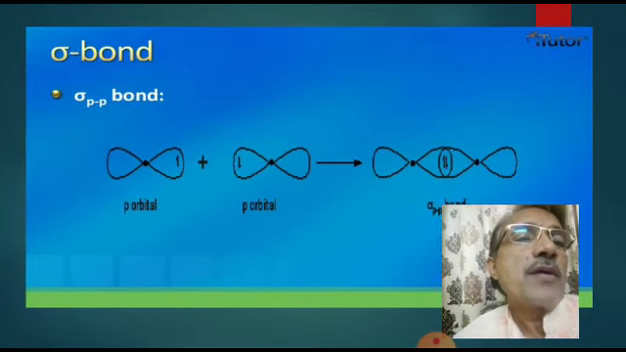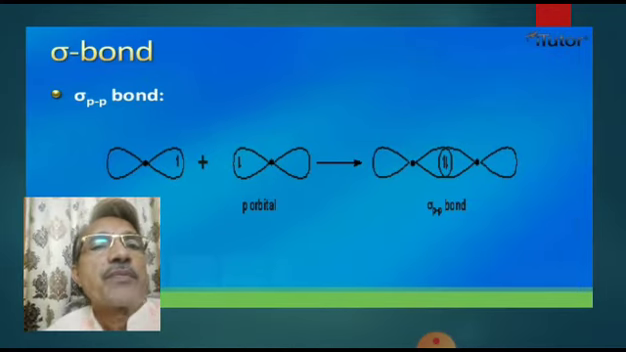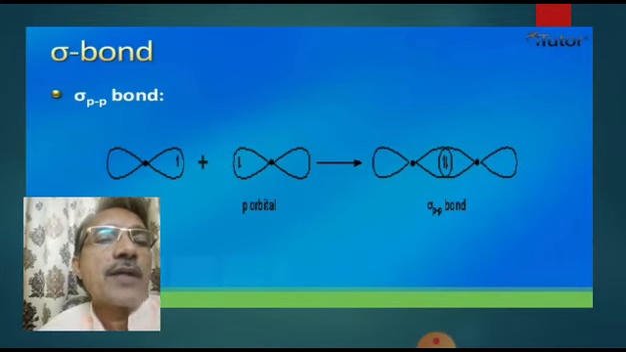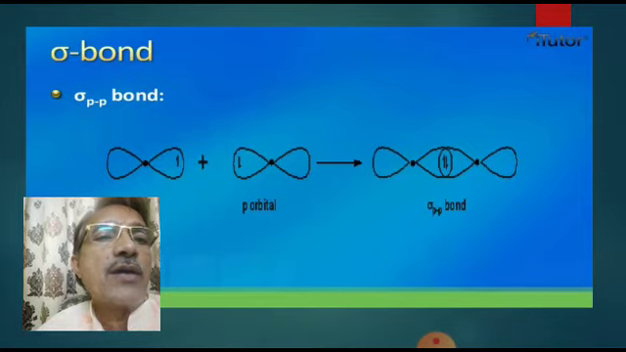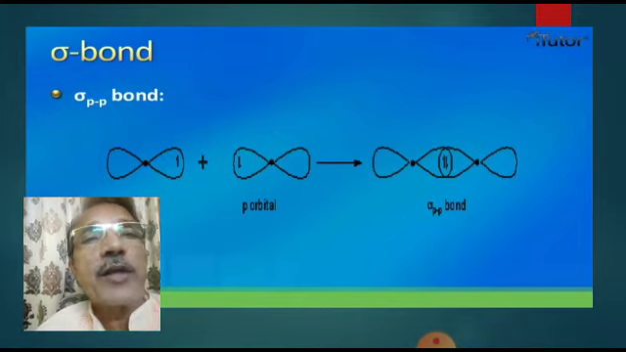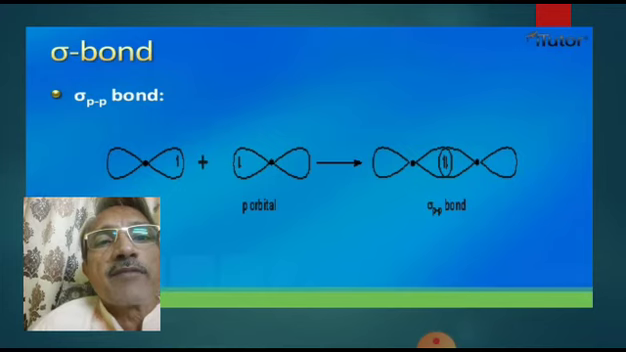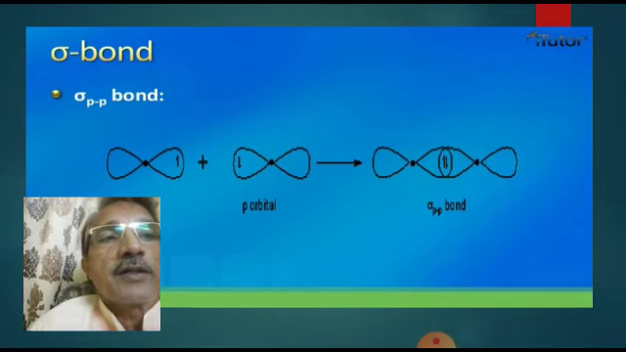Sigma pp bond is a covalent bond formed by head-on overlapping or end-on-end overlapping between two p orbitals of two atoms. The extent of overlapping between two p orbitals is greater. According to valence bond theory, greater the extent of overlapping, stronger will be the bond formed. Therefore, sigma pp bond is a stronger bond than sigma ss bond.